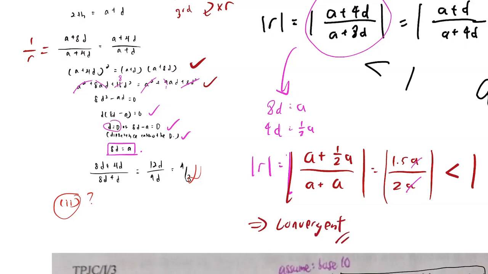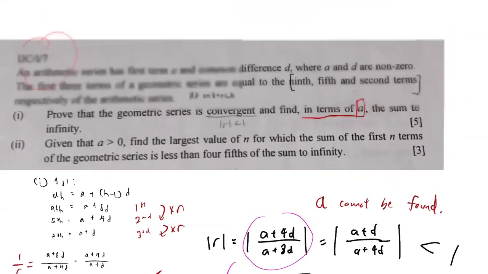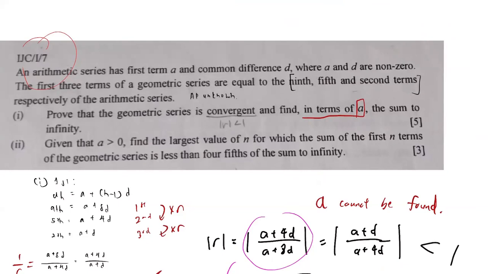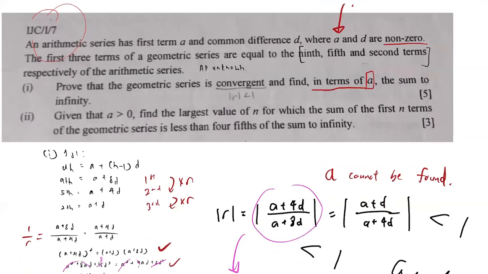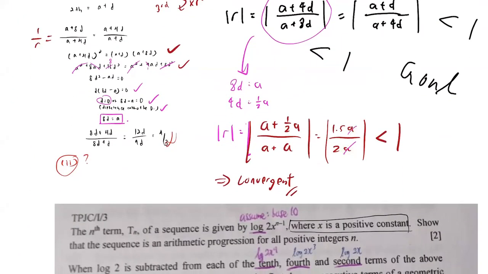Okay, good. So that is part 1 done. Now, given that a is more than 0, and also it's fine because we know a is non-zero, we have no issue with cancelling. If a was 0, then there would be a very big problem here. We are dividing by a.